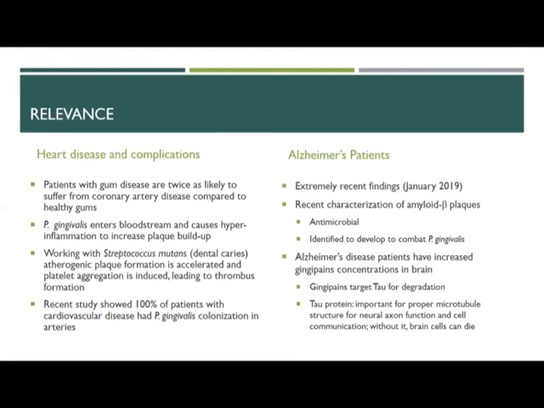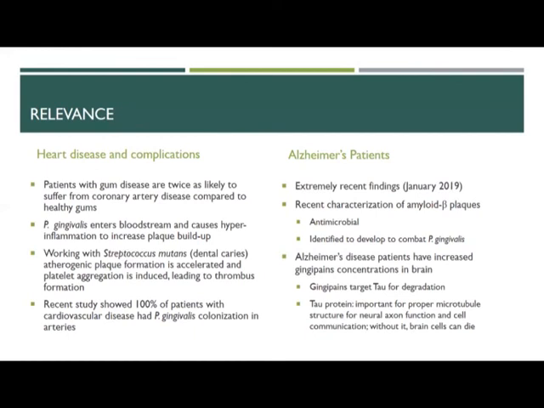And it's working with Streptococcus mutans, which is what causes dental caries or cavities. There is an acceleration in erythroplaque formation and platelet aggregation, which is induced by them working together, and that can lead to thrombus formation, so blood clots. So there's increased plaque formation in the arteries and risk of blood clots if you have this infection of P. gingivalis. And there are also recent studies that show that 100% of patients with cardiovascular disease have P. gingivalis colonization in the arteries, and that's a huge statement. So that really shows that P. gingivalis is more than just infecting your gums, it's affecting your entire body.